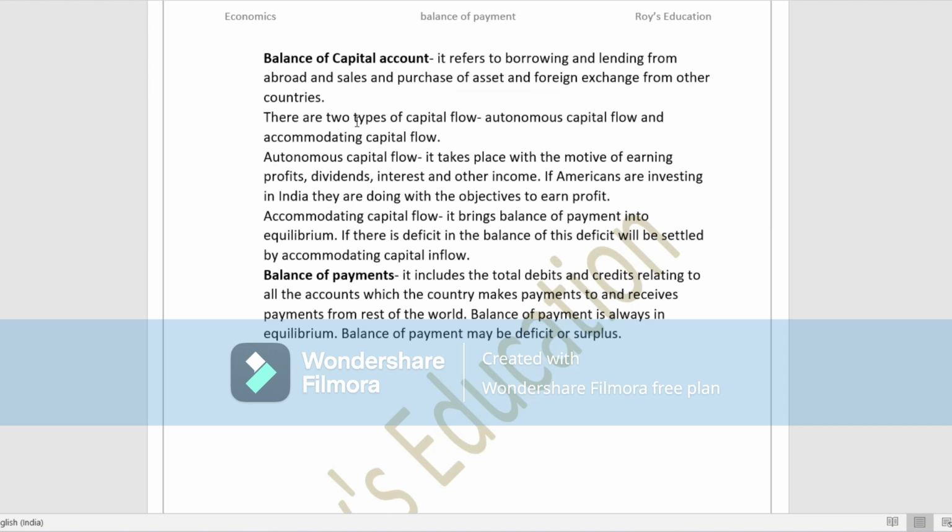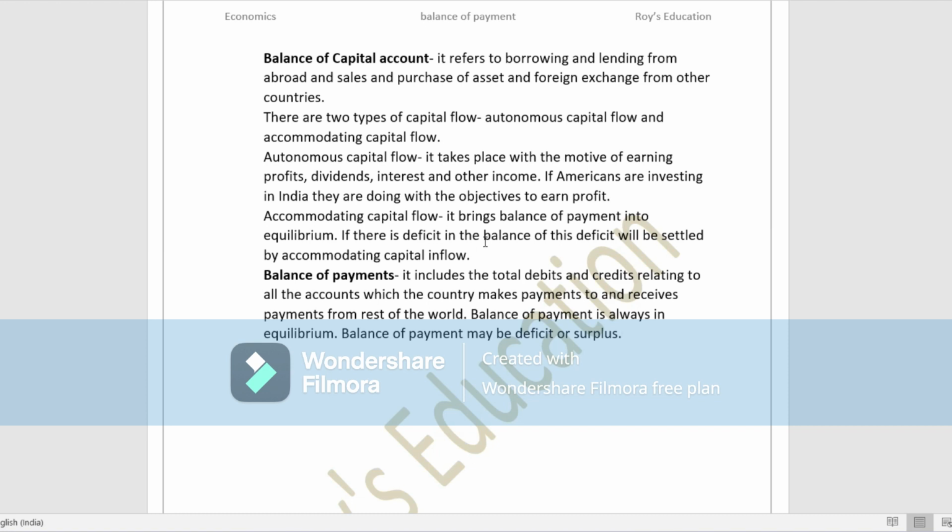Now there are two types of capital flow in the capital account. First is autonomous capital flow and second is accommodating capital flow. What is this autonomous capital flow? It takes place with the motive of earning profit, dividends, interest, and other income. Now if the Americans are investing in India, what is the objective of America? Just to earn the profit. So that will go under autonomous capital flow.